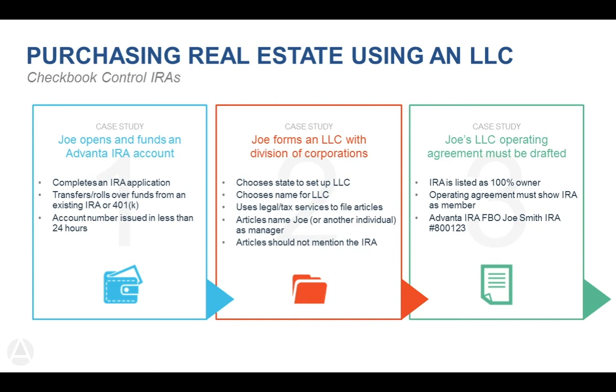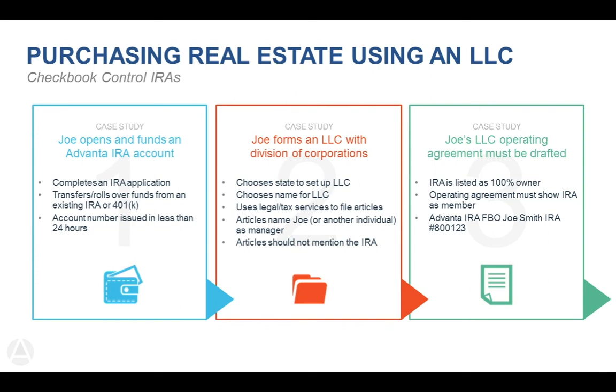But the front end of what you do before the property is purchased does change. So Joe still needs to open the account and fund it. But instead of getting a contract drafted in the name of the IRA, he will need to set up an LLC. He's going to get an operating agreement, file articles with the state, and get a tax ID number so he can open a bank account with the particular bank he's going to be banking with.